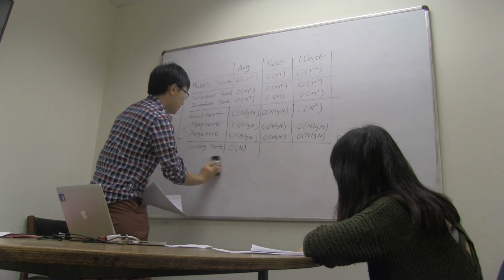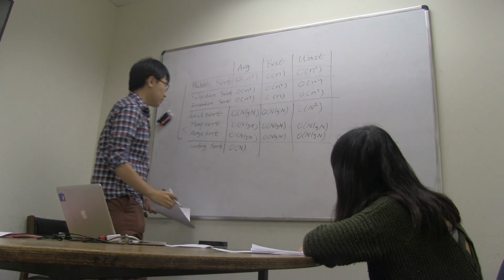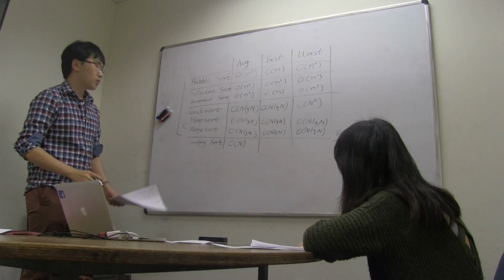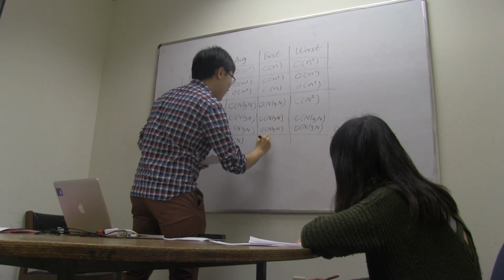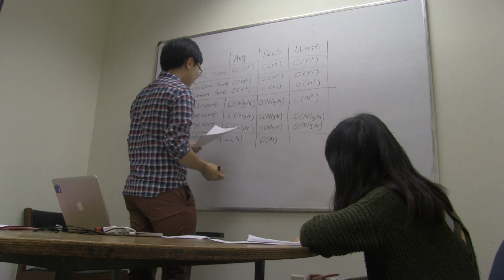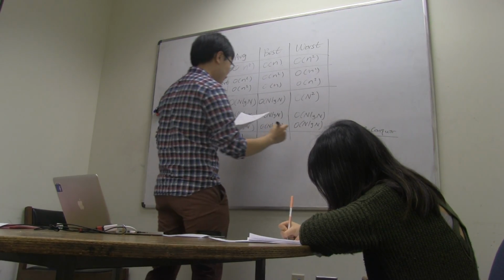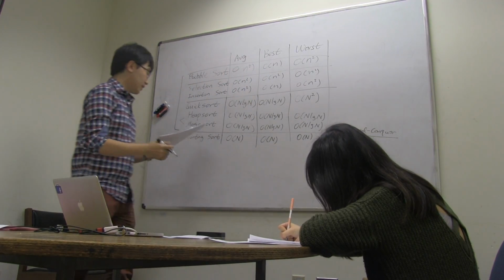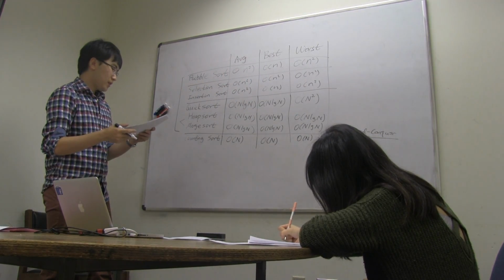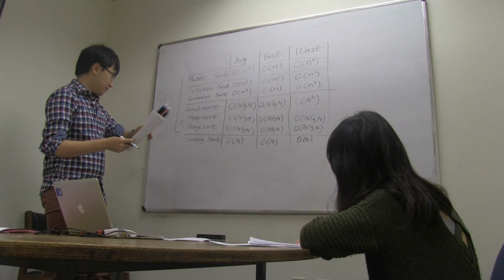Cool. So we also call it one of the typical linear time sorting algorithms. And then for the best performance, of course, we cannot have anything better than order n. Then for the worst case, it's order n. Cool. So great.